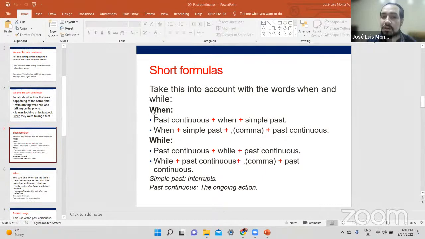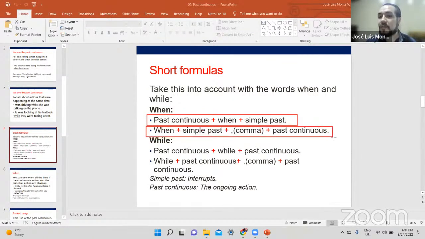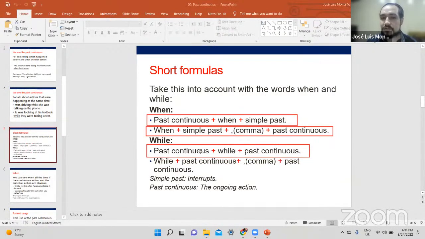For example, with when, you have two formulas, right? First, this is the first formula: past continuous plus when plus simple past. And the second formula is when plus simple past, comma, past continuous. And the same with while. With while, it's in both cases past continuous: past continuous, while, past continuous, and while, past continuous, comma, past continuous. So again, of course, we don't have to memorize those formulas, Evelyn, but it can be helpful when you're writing your examples and we are thinking of ideas.